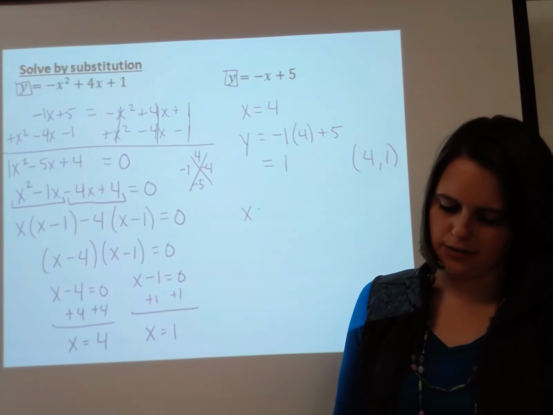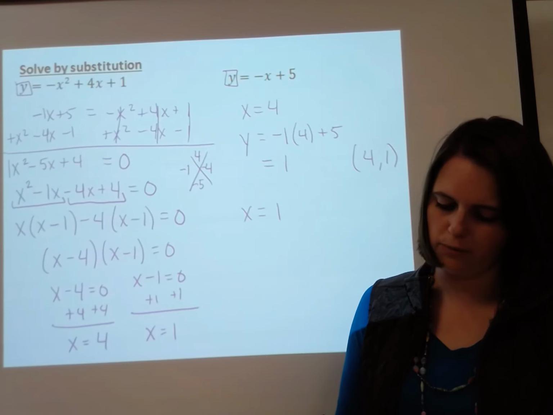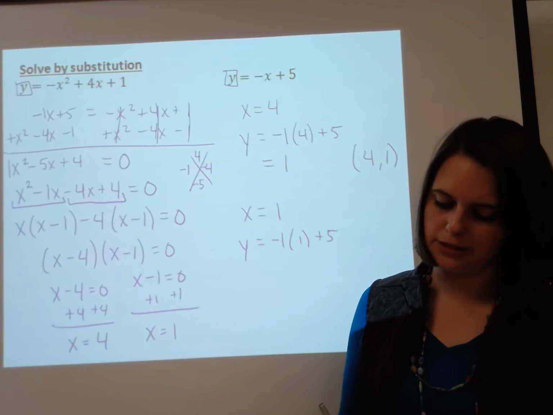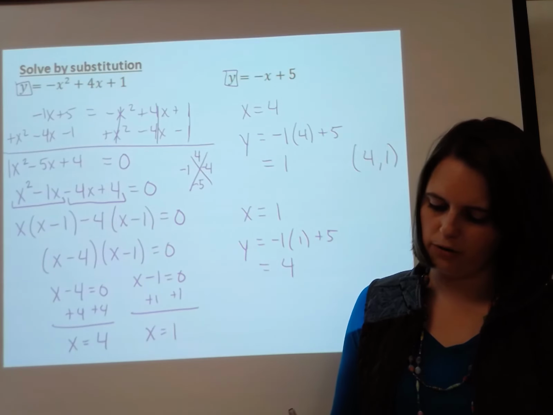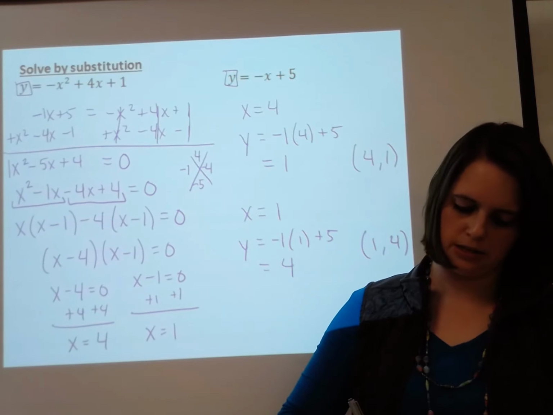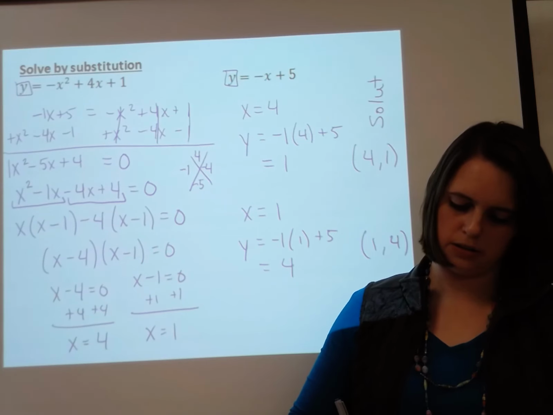And then we have an x value of 1. So we'll say y equals negative 1 times 1 plus 5. Negative 1 times 1 is negative 1, plus 5 gives us a y value of 4. So that solution will be (1, 4). So those are our solutions to this system.